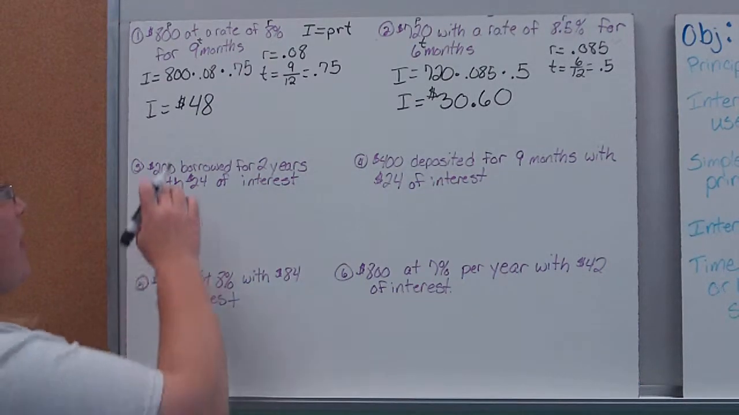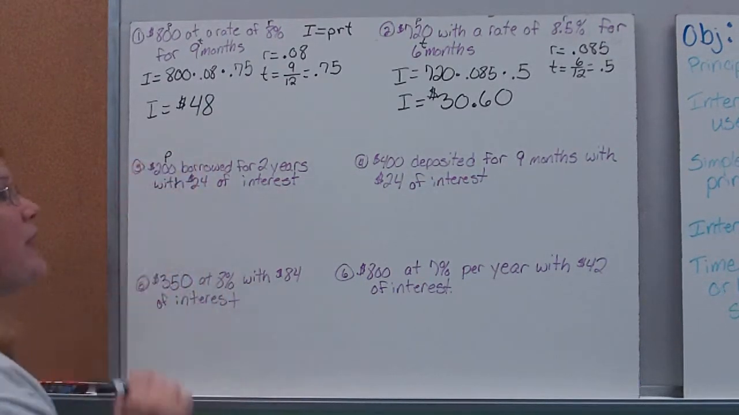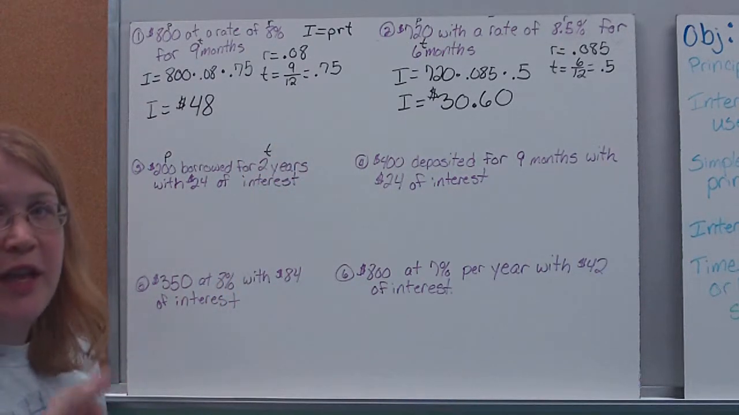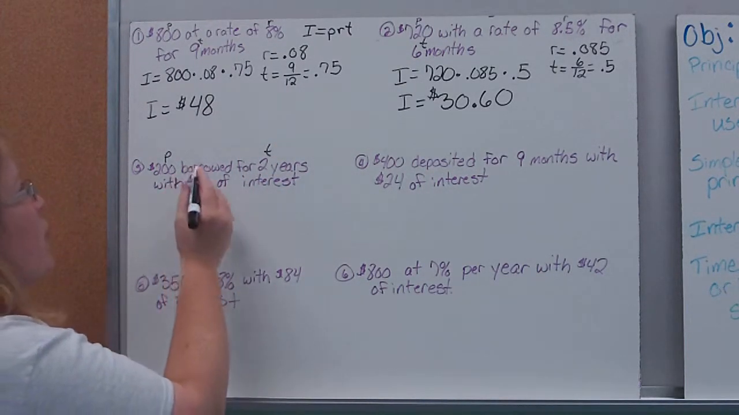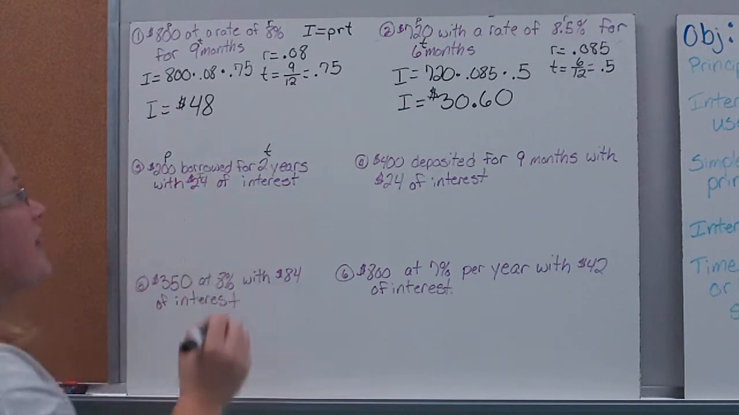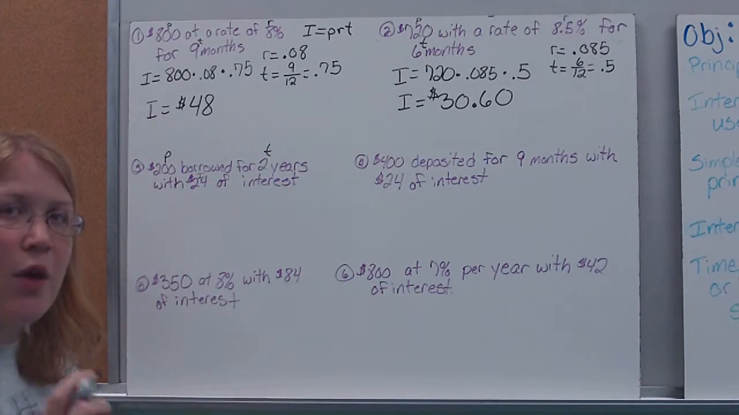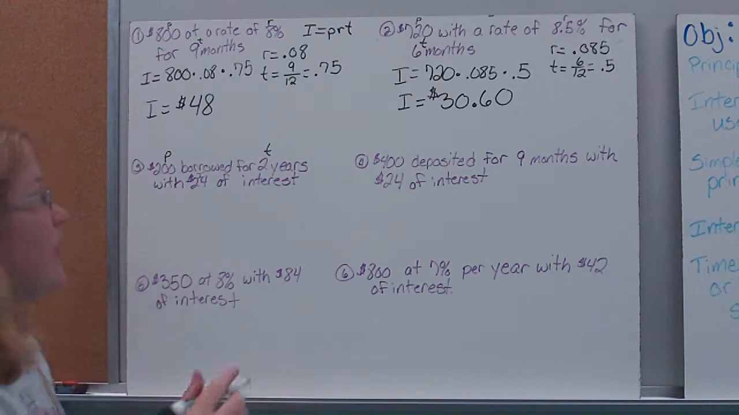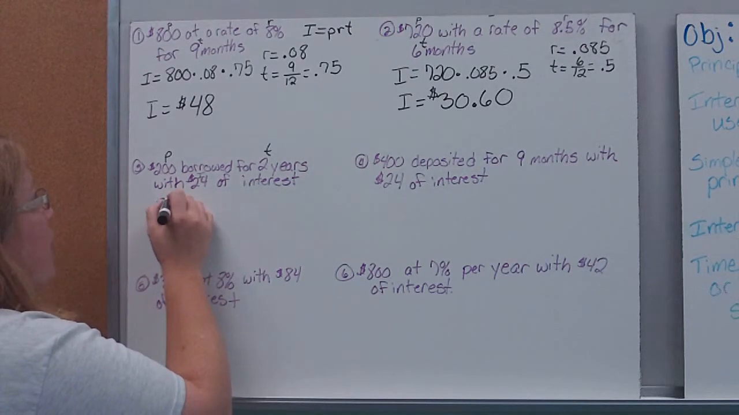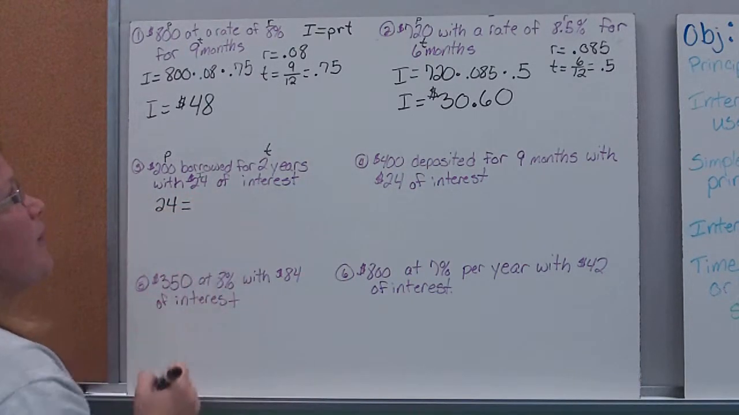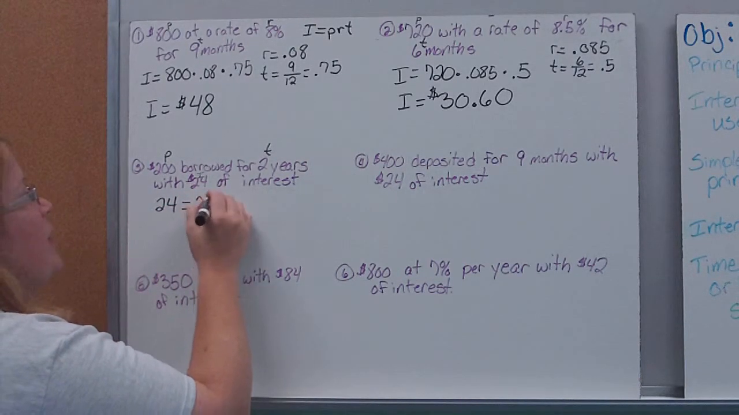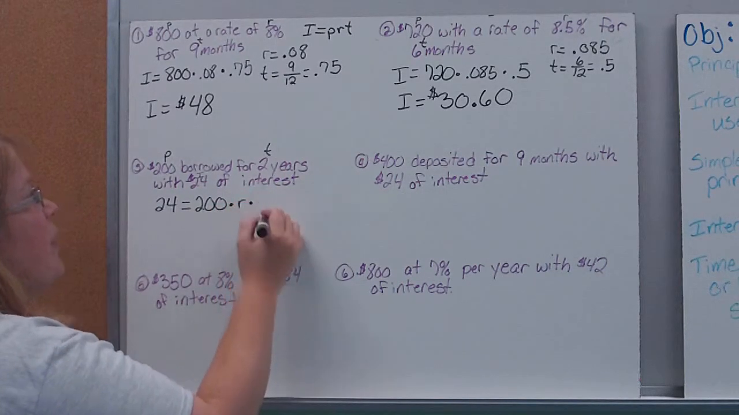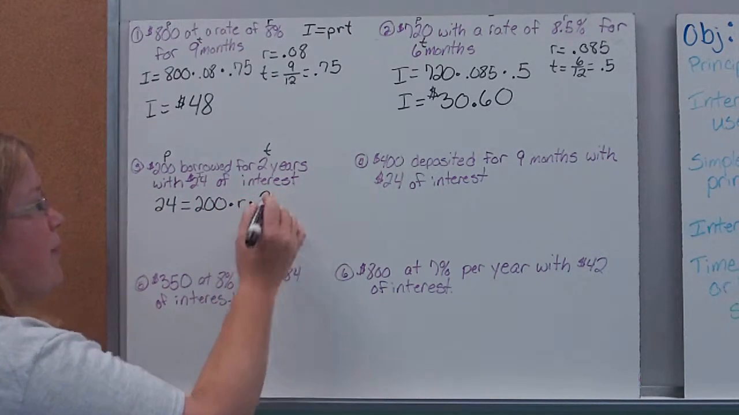So now let's look. Okay, so $200 borrowed, that's my principal, for 2 years, it's already in years, hallelujah, with $24 of interest. So they've given me my interest. What I'm missing here is my rate. So let's plug in what we know. I know my interest is 24, that goes on this side. My interest is my principal times my rate, which I don't know, times the time.